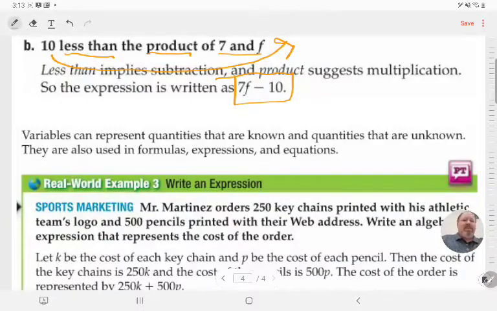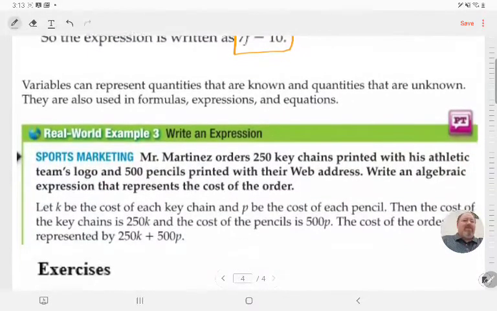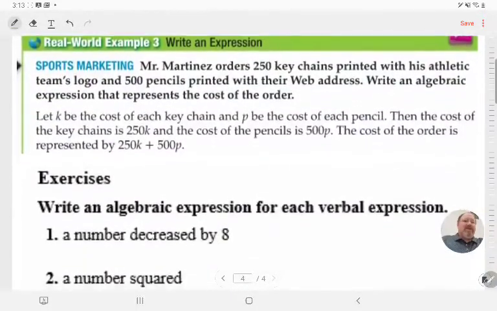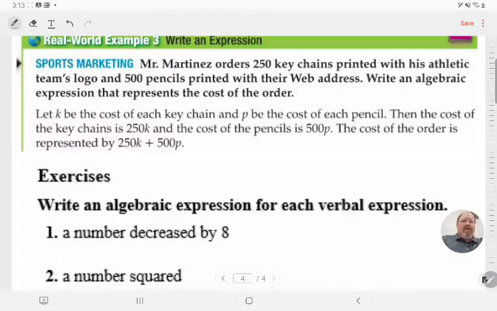All right. So variables can represent quantities that are known and quantities that are unknown. They can also be used in formulas, expressions, and equations. So I have a word problem here. It says Mr. Martinez orders 250 keychains printed with his athletic team's logo and 500 pencils printed with their web address. Write an algebraic expression that represents the cost of the order.